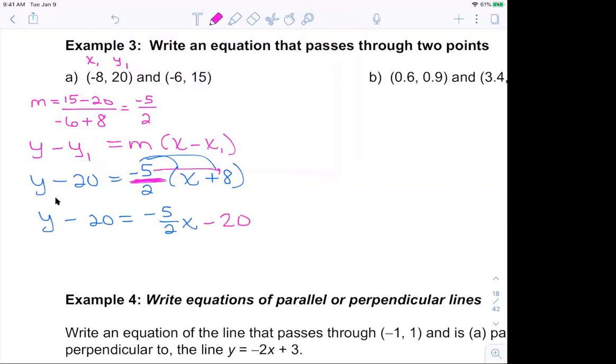Fractions don't have to be difficult. It's like a mental thing. You're psyching yourself out because you see a fraction. So multiply the numerator, divide by the denominator. That's how fractions work. So negative 5 times 8 divided by 2.